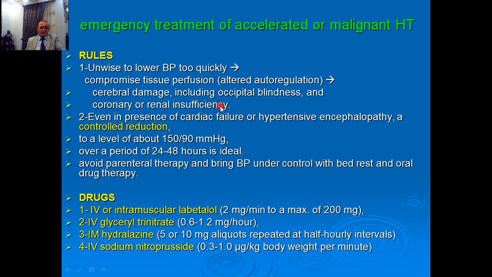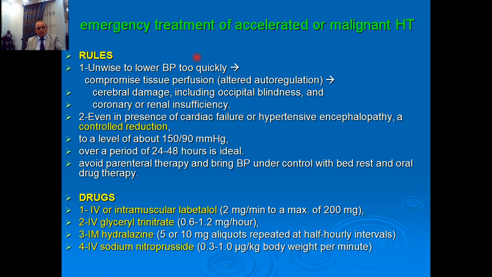Unfortunately, what happens when we find people with high blood pressure, you give immediately radical treatment to lower. This I told you, lower if you have accelerated or malignant hypertension. By accelerated or malignant, we mean we have papilledema or renal impairment. You can give intravenous or intramuscular labetalol, intravenous glyceryl trinitrate, hydralazine, which is again safe in pregnancy, by the way, and sodium nitroprusside. So the lesson from this, in accelerated or malignant, okay, lower it quickly.